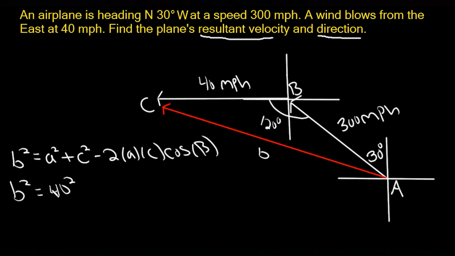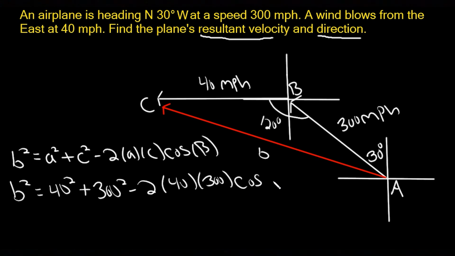So again, we have 40 squared, and then plus, well, side C here is going to be 300, so 300 squared, minus 2 times A times C. So again, 40 times 300, and then cosine of angle B, so cosine of 120 degrees. Okay, there it is. From here, you just have to plug it into your calculator, and you should be able to do this all in one go. Just make sure you are, in fact, in degrees.